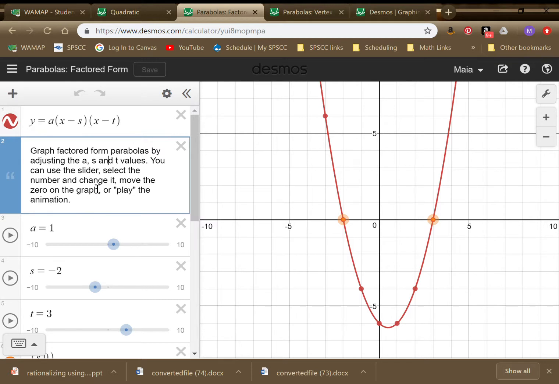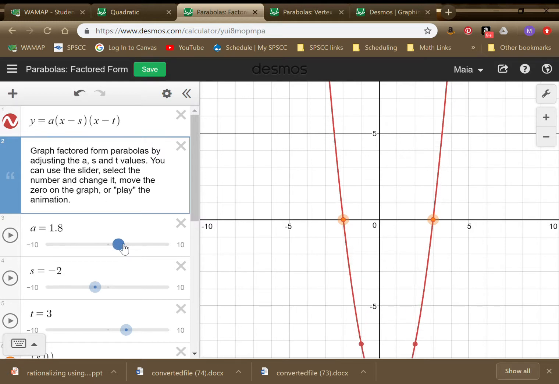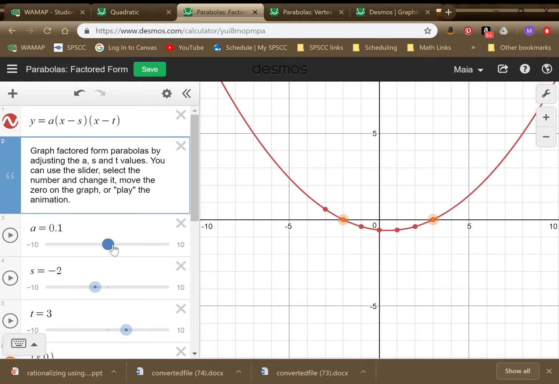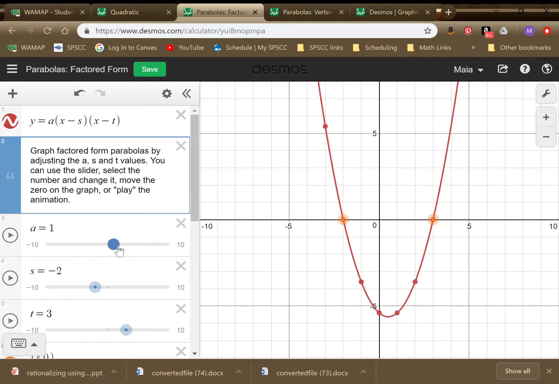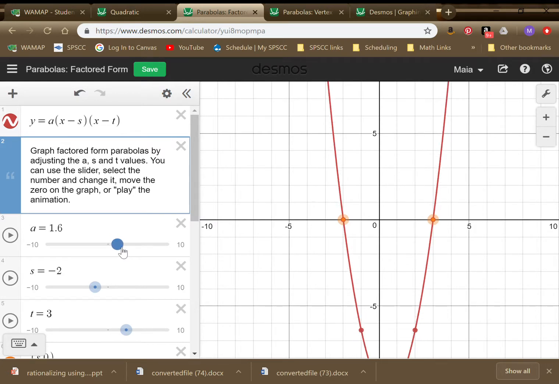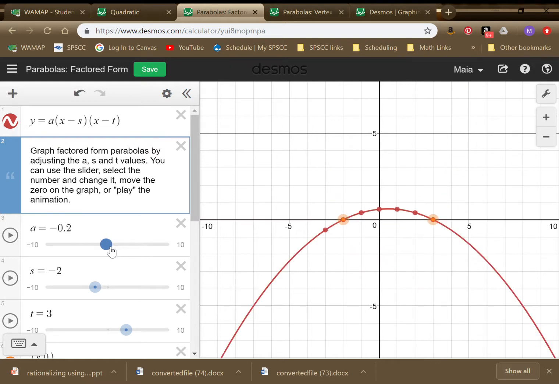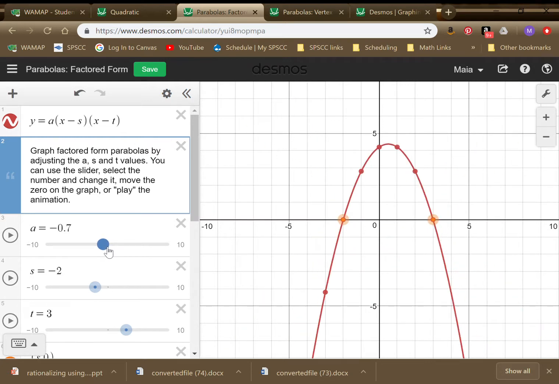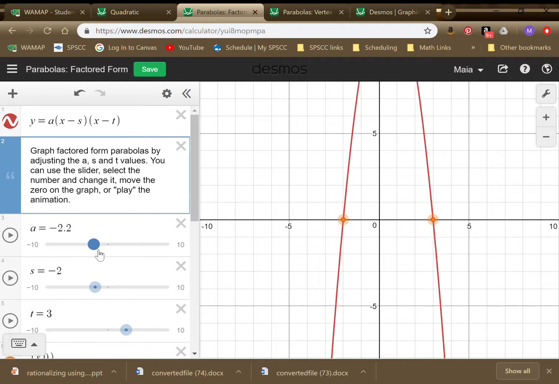Okay, so again, exploring what happens, what does this value of a tell us? So here's a equals 1. As a gets closer to 0, it gets really flat. And as a gets bigger, it gets really steep. If a becomes negative, it flips upside down. Bigger negative makes it taller and skinnier. So a actually has the exact same meaning in factored form that it had in standard form.